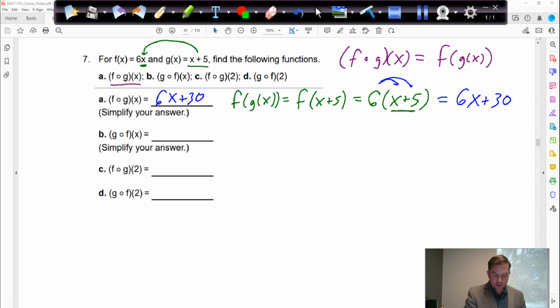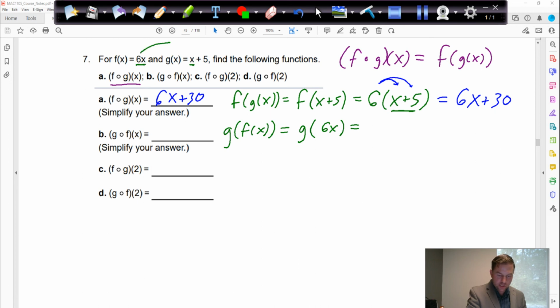Okay, in the next one, it's reversing it. It's saying take f and place it into g. So we have g of f of x, where f of x was 6x. So anywhere I see an x in g, I'm now going to replace it with 6x. So we have 6x plus 5. And there's no simplifying to be done there, so we would just put 6x plus 5.